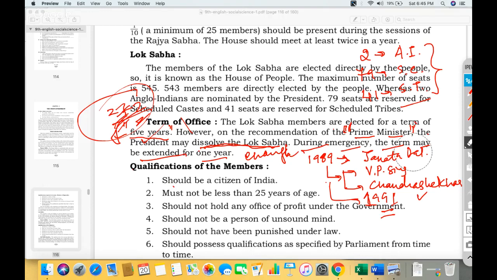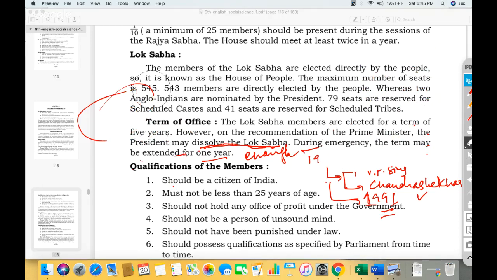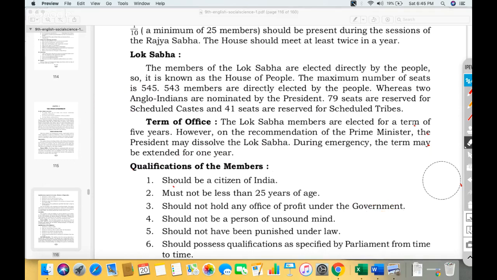Now, what is emergency? What happens in the Constitution of India? Specific powers have been provided to the Parliament of India, in which there is something called emergency, and emergency is nothing but something the President of India can impose.